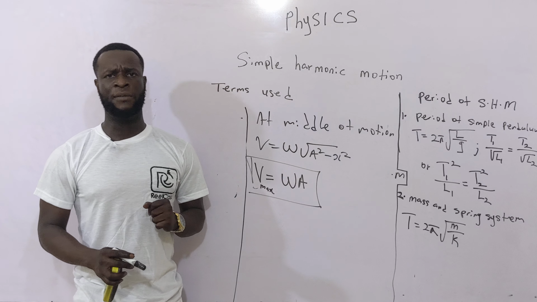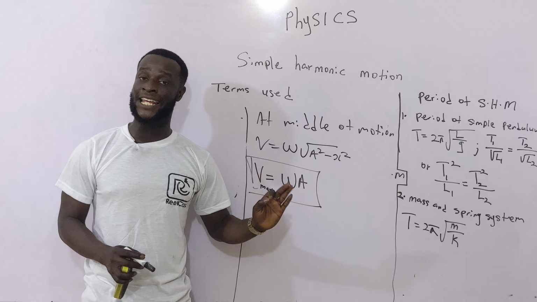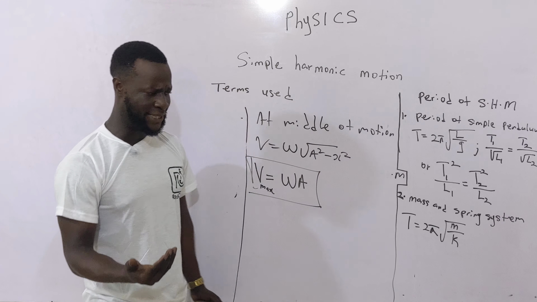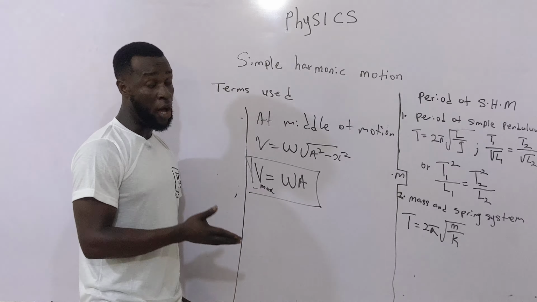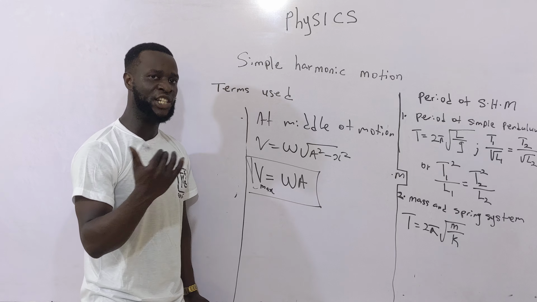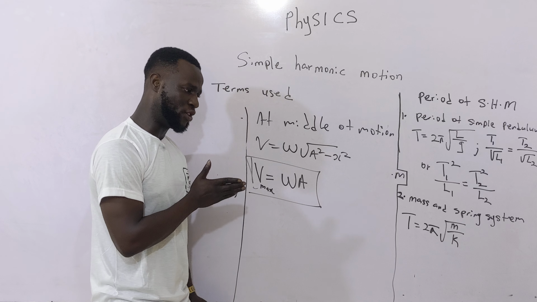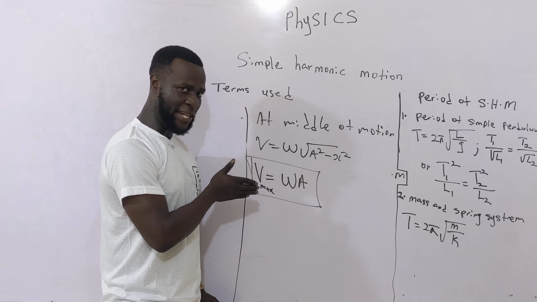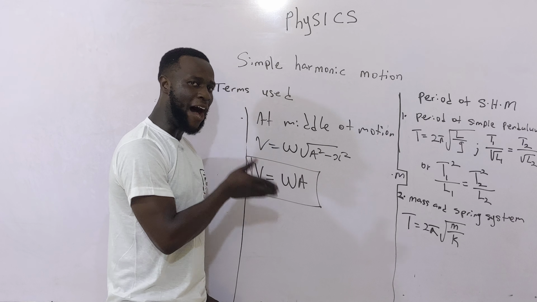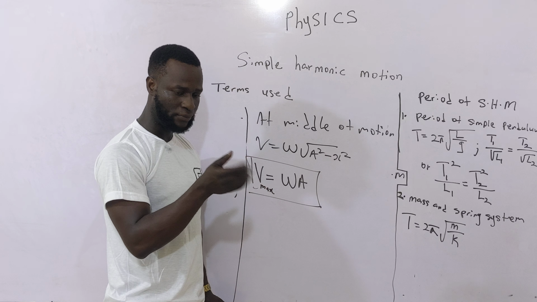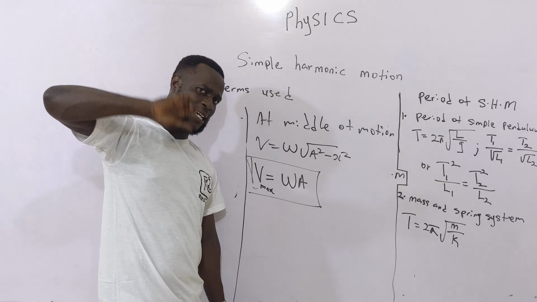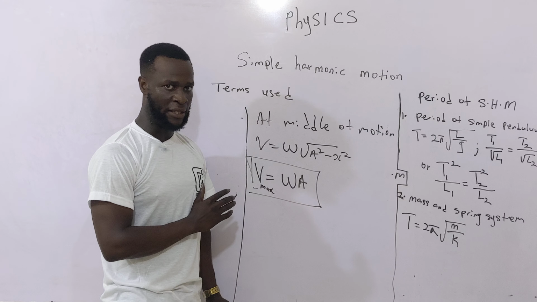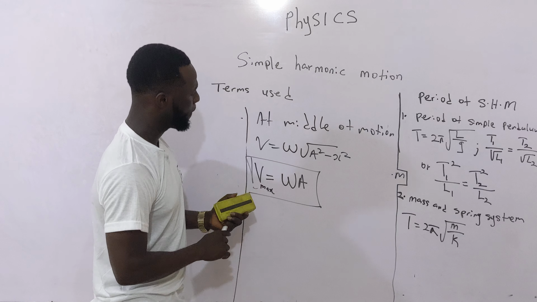If velocity is maximum at the middle of motion, you should also know that kinetic energy will be maximum at the middle of motion. Why will the kinetic energy be maximum at the middle of motion? Because there is a relationship between velocity and kinetic energy. Kinetic energy is equal to half mv squared. Therefore, v there is our velocity, and if v is maximum, kinetic energy will be maximum.